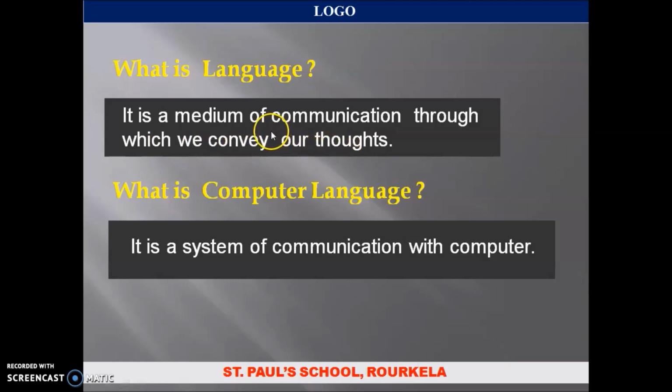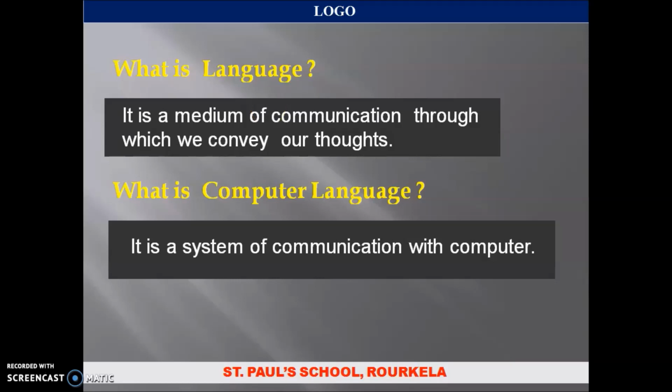In our day-to-day life, we are using different type of language. First of all, we are using our mother tongue at our home. Those who are Odia, they are using Odia. Those who are Hindi, they are using Hindi. Telugu, Tamil, so many languages are there. But when you are coming to school, you are using one common language, that is your English, because you are studying in English medium school.